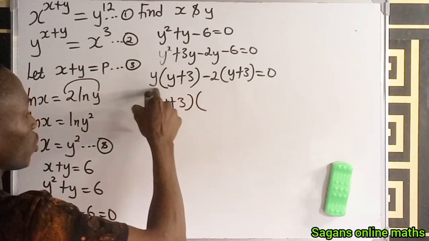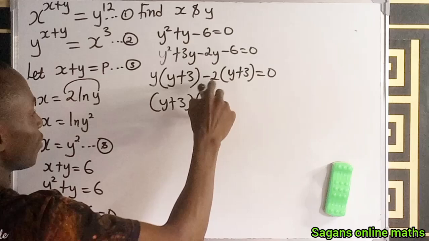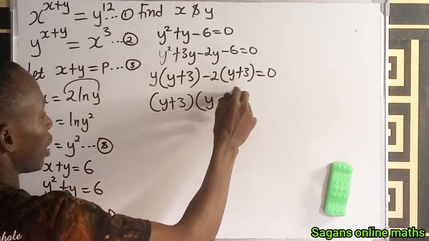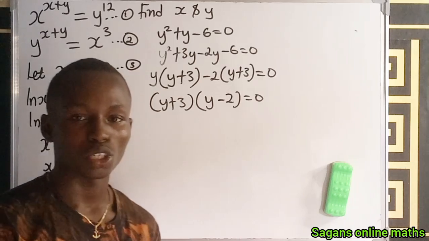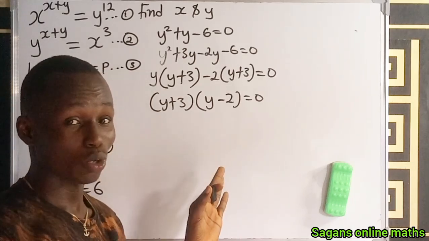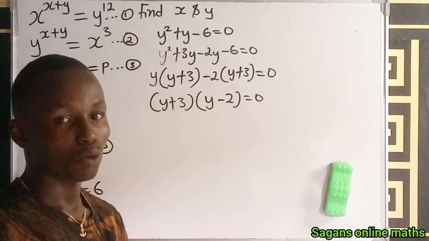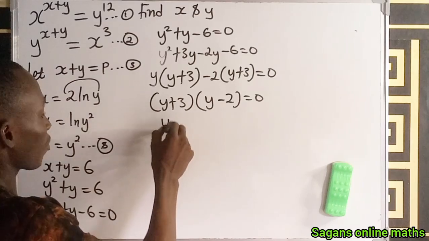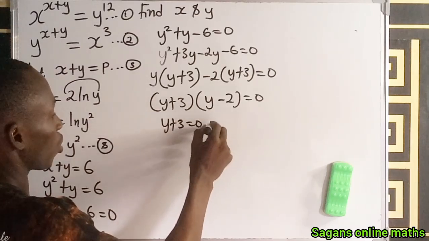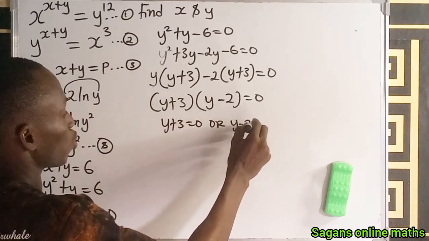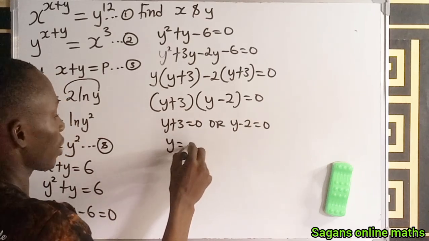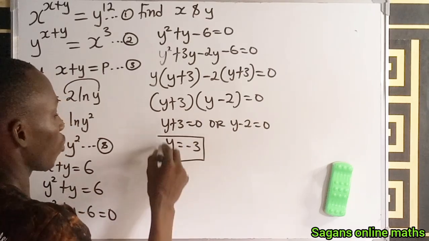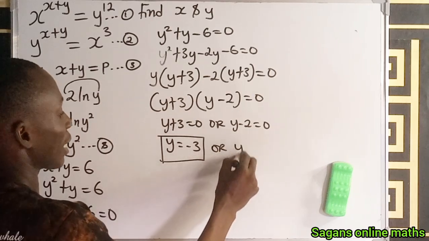Then if you divide the whole of this by this, we have y. If you divide the whole of this by this, we have minus 2. Everything is equal to 0. Now take note, when the product of two terms is equal to 0, it means that both of them, or individually they, are equal to 0. So y plus 3 is equal to 0, or y minus 2 is equal to 0. Let's subtract 3 from both sides. So y is equal to minus 3, which is one of the values of y, or y is equal to 2.